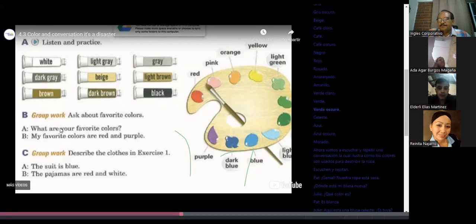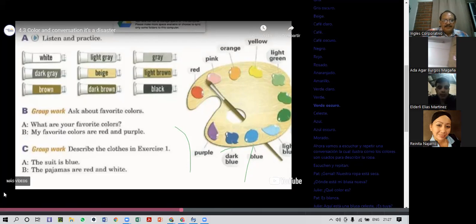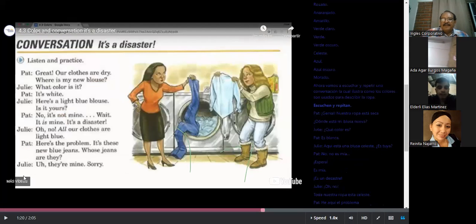No problem? No problem, teacher. Okay. Now? No ha pasado lista. No, ahorita, ya casi. Solo vamos okay. A ver. ¿Hay alguna pregunta referente al vocabulario en esta conversación?